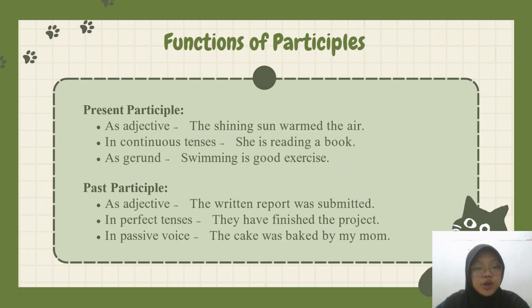Now, let's see in concrete terms how these participles actually work within a sentence. Okay, pay attention to the examples on this slide. Present participle as an adjective. The shining sun warmed the air. Look at the word shining. It ends in ing. Is it the main verb? No, it describes the sun that is shining. Okay, the sun is actively shining. The action of shining is ongoing. So here, shining functions as an adjective.